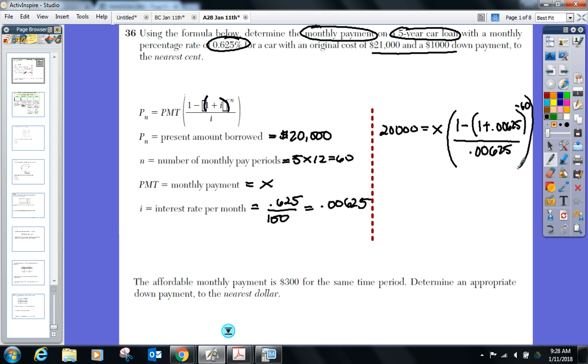If you guys aren't using fraction templates, oh, come on now. Come on at this point. Use your fraction template, figure out what's inside the parenthesis. You multiply it by X, divide both sides by that number, 20,000 by that number. Okay? I have to get going. Go ahead, Olivia.